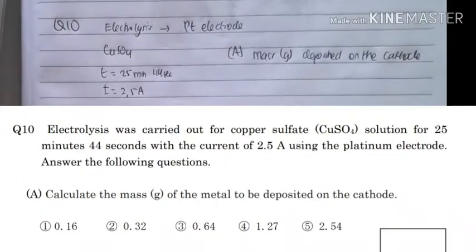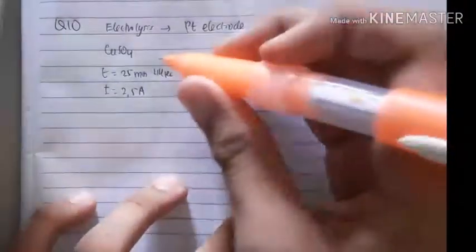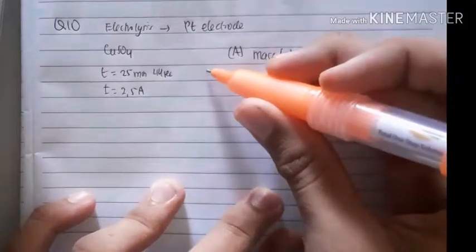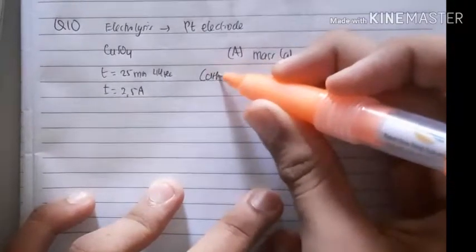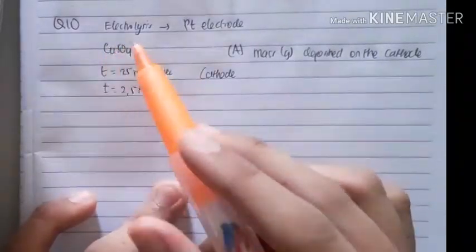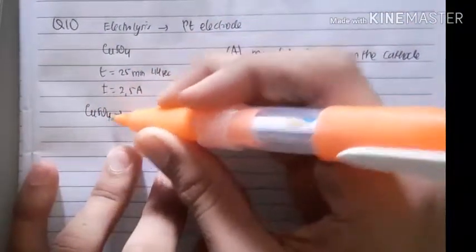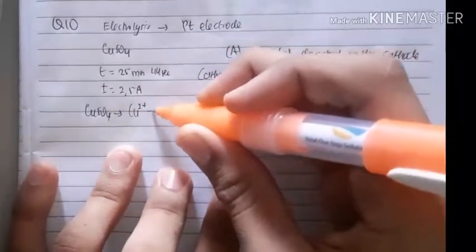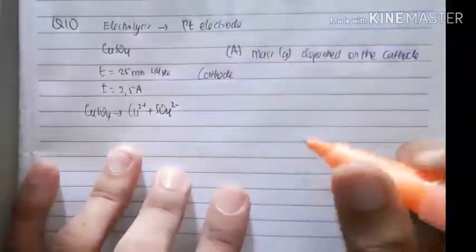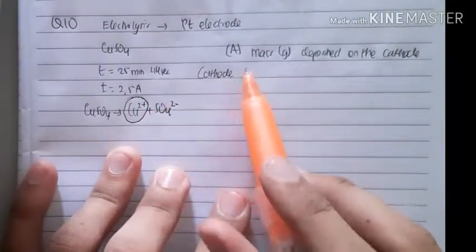Obviously, from this question, we have to know what the cathode reaction is when the copper sulfate reacts with the platinum electrode, right? So when you have electrolysis and you ask about the reaction at the cathode, always remember that the reaction that happens at the cathode is usually the cation present in the compound. So when you have copper sulfate, it is copper 2 plus ion and sulfate 2 minus ion, right? So this cation has a reaction at the cathode.